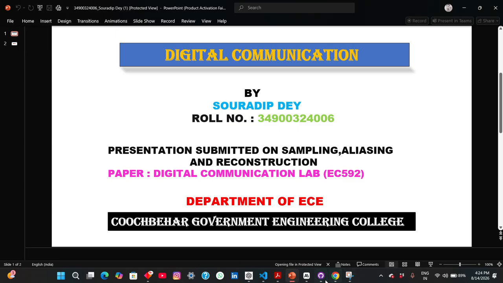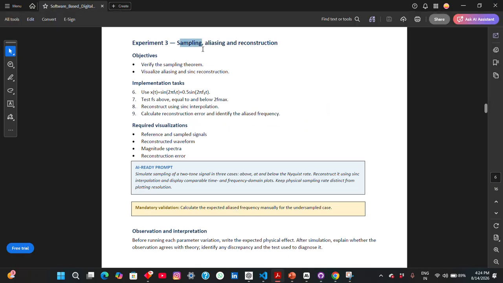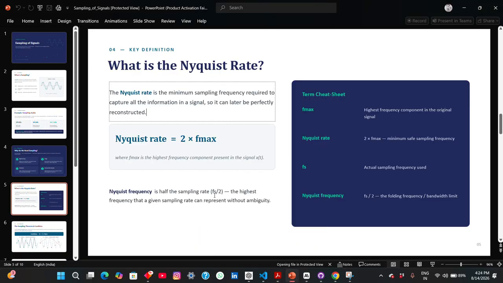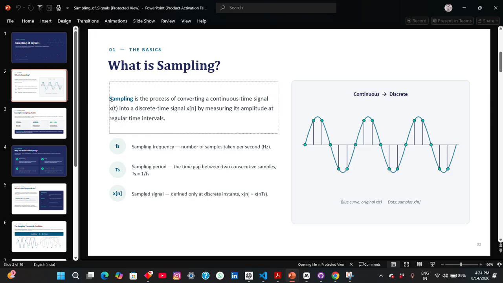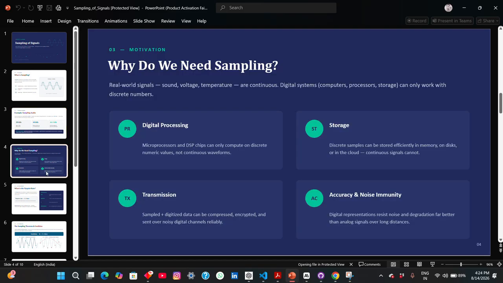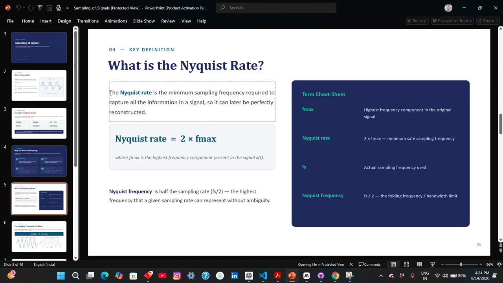Today, our topic is sampling, aliasing, and reconstruction. First of all, we need to know what sampling is. Sampling is the process of converting a continuous time signal into a discrete time signal by measuring its amplitude at regular time intervals. Then, what is the Nyquist rate? The Nyquist rate is the minimum sampling frequency required to capture all the information in a signal, so it can later be perfectly reconstructed.